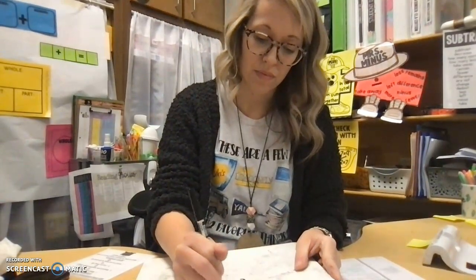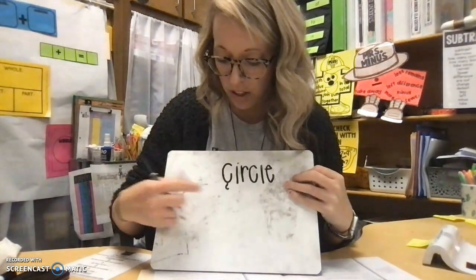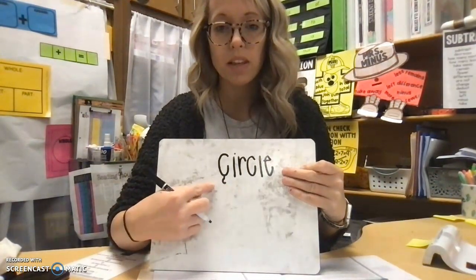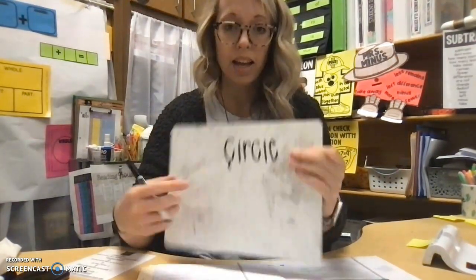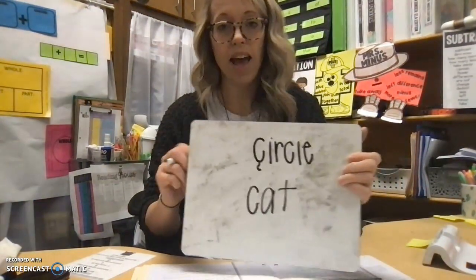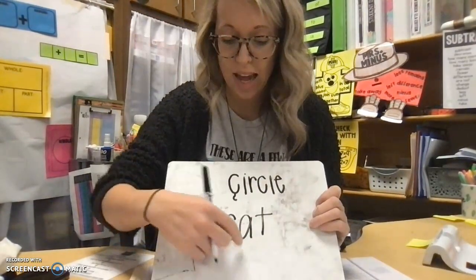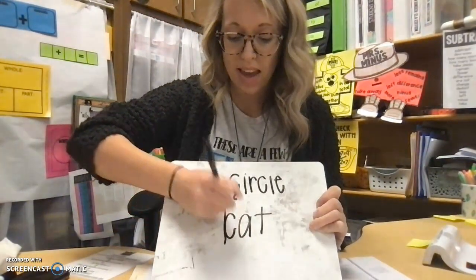So, for example, in the word circle, there's an I right there after the C. There's an I. So I know I'm going to code it with an S because it has an I. Like, for example, in the word cat, the C is not making the S sound. It's making the K sound because there's an A. So we're going to code it with a K back.